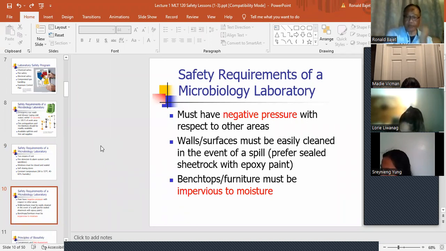Walls and surfaces must be easily cleaned. The rule for cleaning, if you're using bleach, is to use 10% bleach made fresh daily. I think I'll say that again later in this lecture, but if you're going to be using bleach, use 1 part to 10 with water, and it has to be made fresh daily. The reason is that bleach will deteriorate with time. Bench tops and furniture must be impervious to moisture. They shouldn't be able to trap water or any kind of moisture.